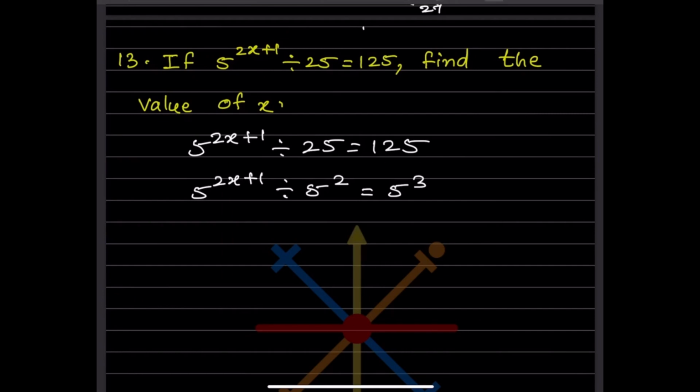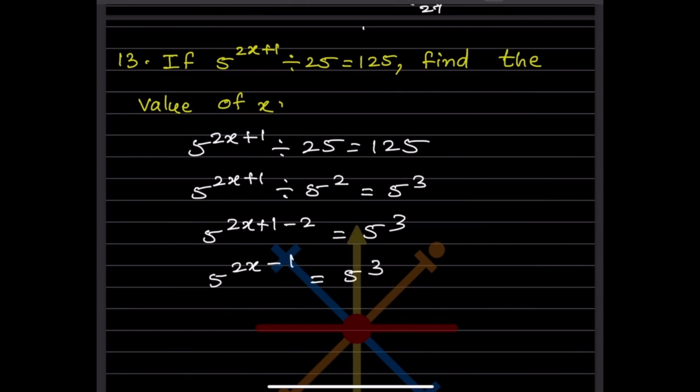On the left hand side, because this is division, that will be a raised to m divided by a raised to n, because you can see the base is the same. So we can write a raised to m minus n. So 2 raised to x plus 1 minus 2 means it is going to be 2 raised to x minus 1, is equal to 5 raised to 3.